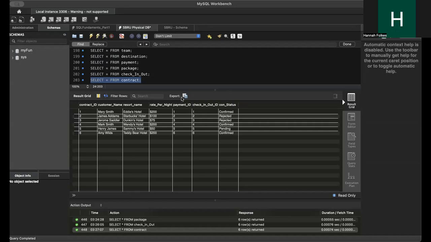And then we have the payment ID number, the check-in and check-out ID number, and the con status, which is short for contract status. So it lets customers know whether or not they have filled in all the parts of their SBRU application and they're allowed to come in and check in at the SBRU hotel. If it's a confirmed con status, that means every part of your application has been filled out and you're allowed to come in at your check-in time.